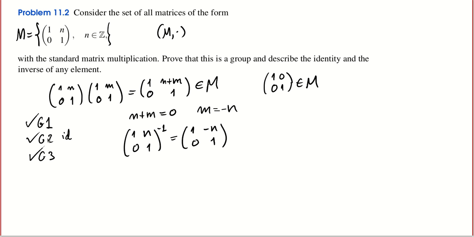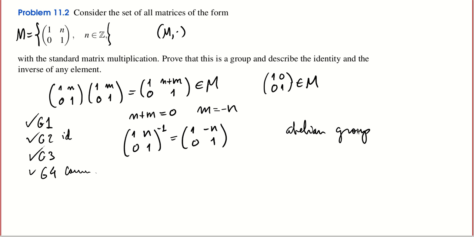So we have a group. Not only that, we can check commutativity, and commutativity is guaranteed because this operation n plus m is commutative. So it doesn't matter the order in which we make this product, we get the same matrix, so it's also commutative. So we have a commutative group, an abelian group. This is an abelian group.